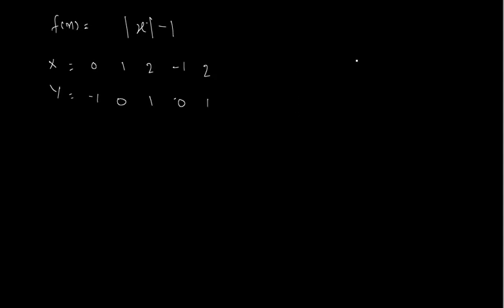So this data I have to just plot on the coordinate system. See here, if you are giving 0, for 0 we have minus 1. So 0 comma minus 1, there is a point.